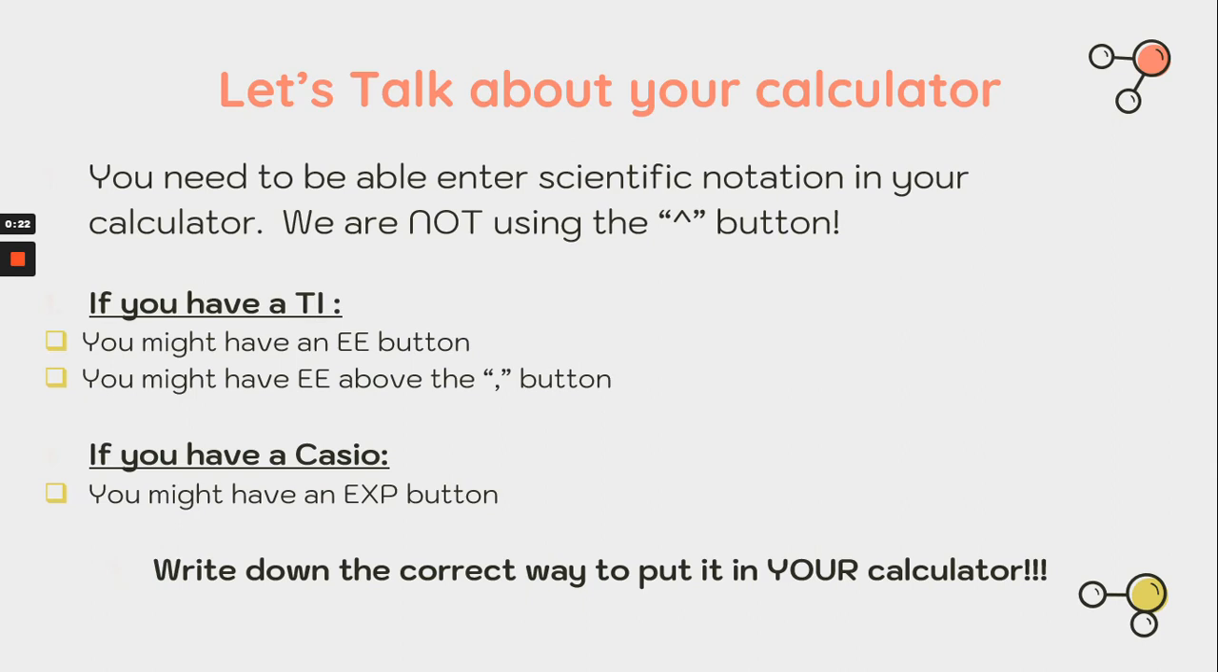But before we do that, I want to talk about calculators for a minute. Whatever calculator it is that you are using, you need to be able to use the scientific notation function in your calculator. That is not the caret button. The caret button is always a problem because when you use the caret button, you are likely to misenter something. And if you do that, you're going to get the wrong answer. So I would like for everybody to take a few minutes and learn how to use whatever calculator it is that you have to do this properly.